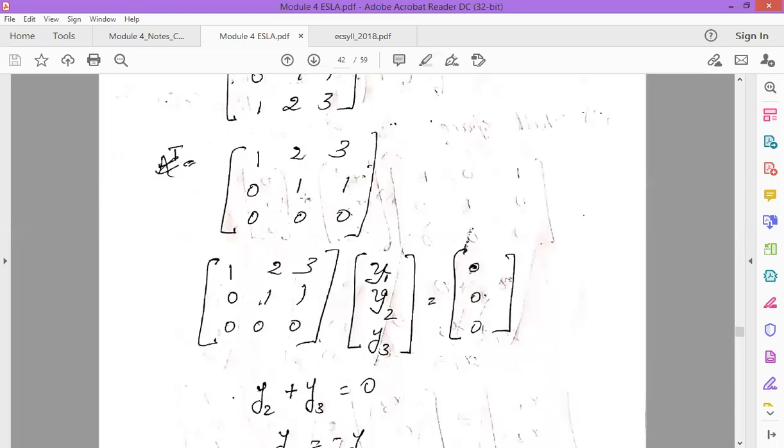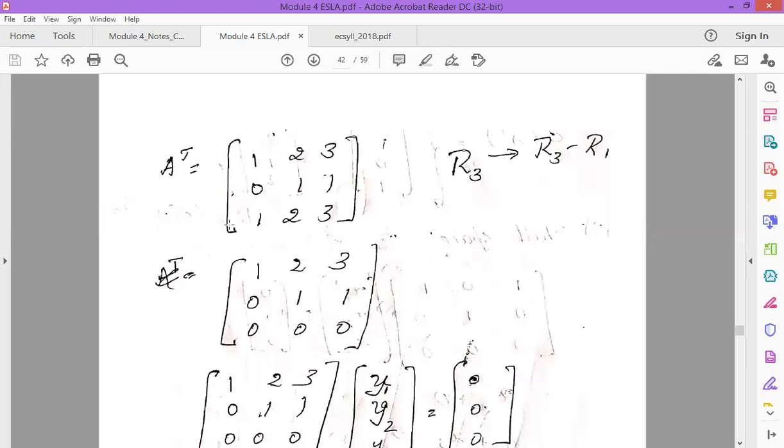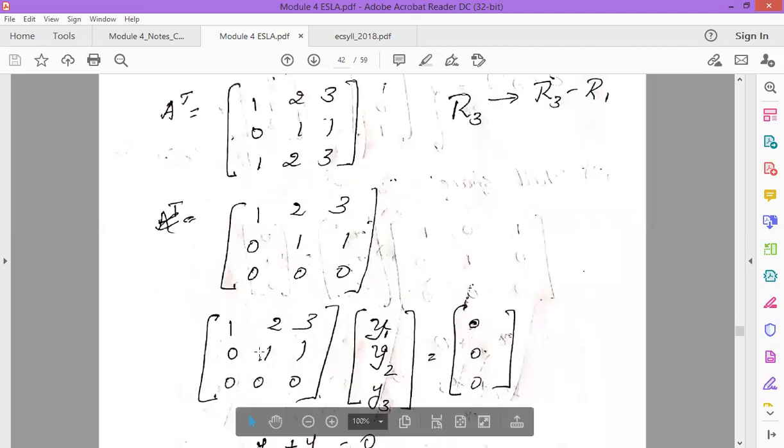Whatever equation we have obtained, we need to solve A transpose y is equal to 0. While explaining the four subspaces, we have seen this equation. We need to solve A transpose y equals 0. So this A transpose has to be multiplied with y, where y is nothing but y1, y2, y3.